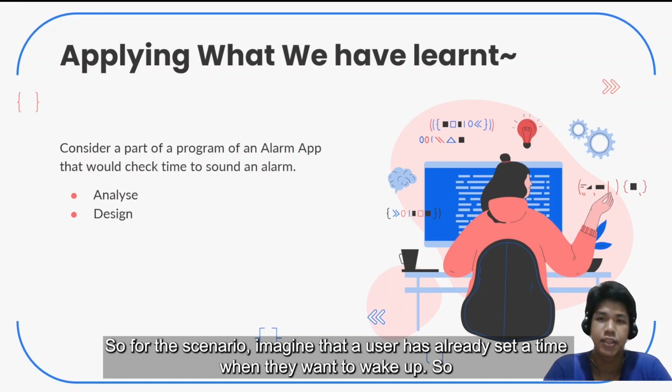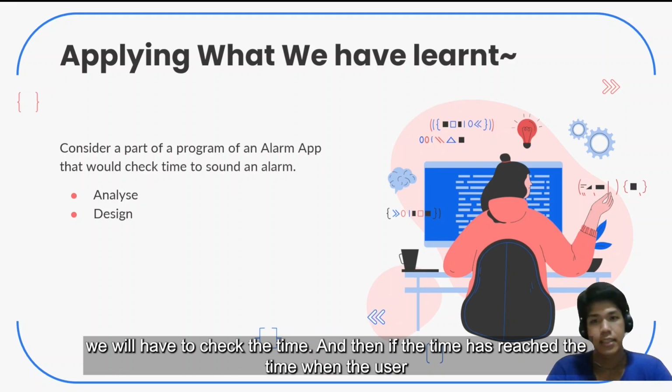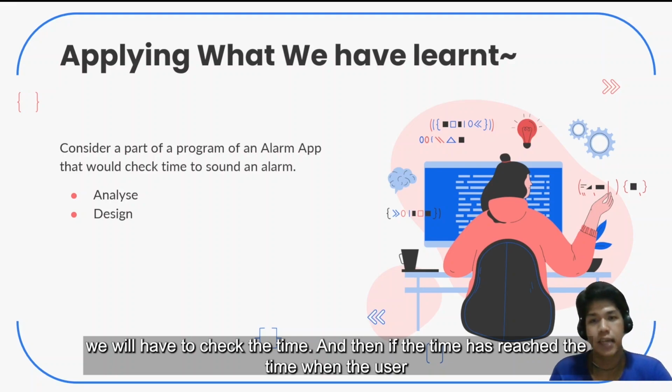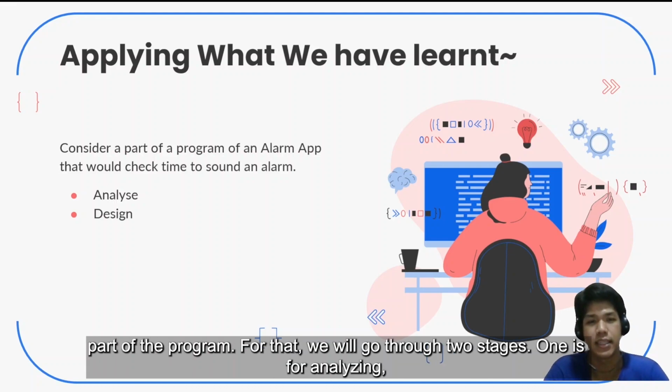For the scenario, imagine that a user has already set a time when they want to wake up. We will have to check the time, and if the time has reached the time when the user wants us to wake them up, we will have to sound an alarm. So we will only have to figure out that part of the program.